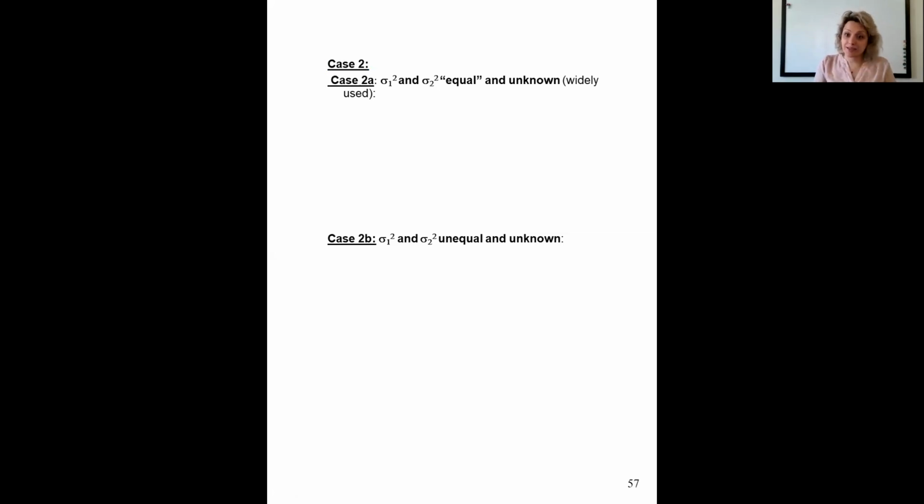So in that case, or they are equal, we have one situation. The second situation is that we don't know the sigmas of the two different samples or two different populations that we have, but we know that they're unequal. So in that, we have different situations, like as you saw.